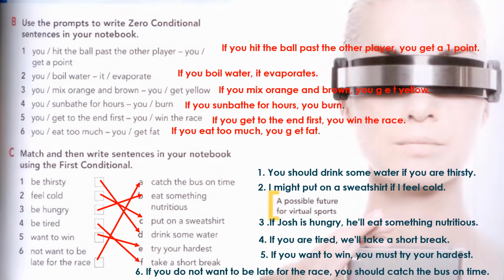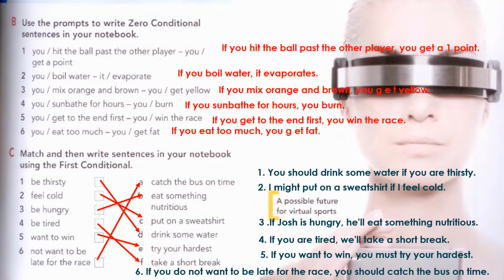We are done with activity B just now. It's time to look at activity C. Match and then write sentences in your notebook using the first conditional. Number 1. Be thirsty. Drink some water. Sentence. You should drink some water if you are thirsty.